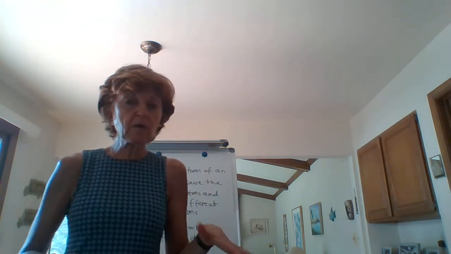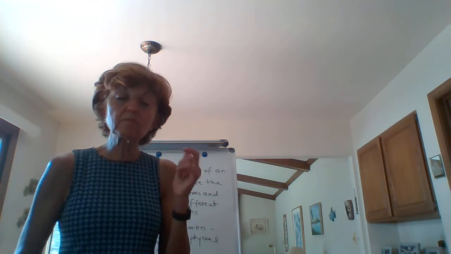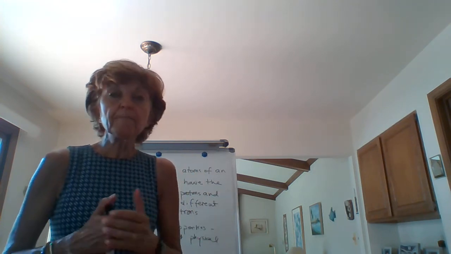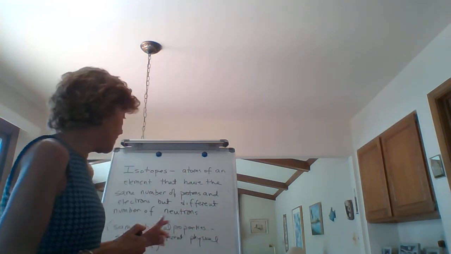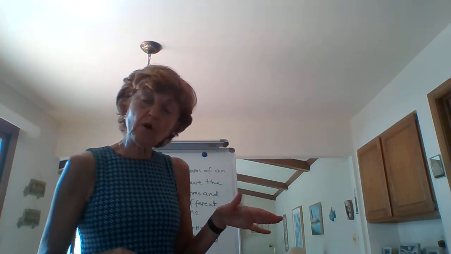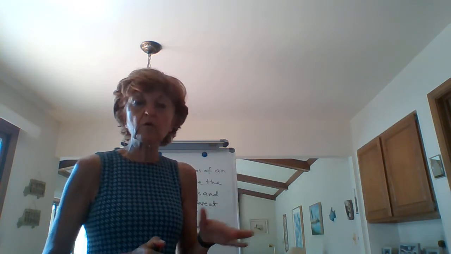So they have the same number of protons, but you're going to notice that their atomic masses or their mass numbers are always going to be different. Okay, how do these isotopes compare? Well, they end up having the exact same chemical properties. So the isotopes of an element have the same chemical properties.